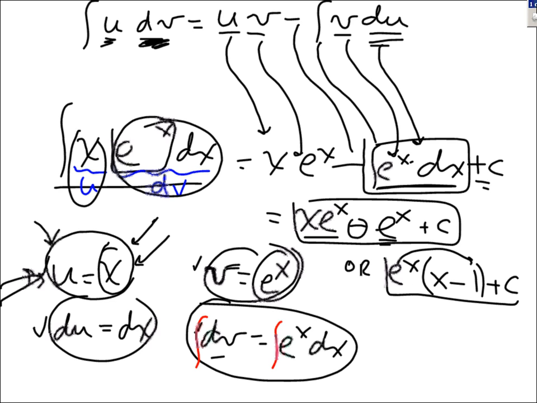Take the derivative of this and you get x e to the x. I know it's correct. I didn't make a mistake. That answer will give you x. In a little while, I'll show you a way of doing that problem.